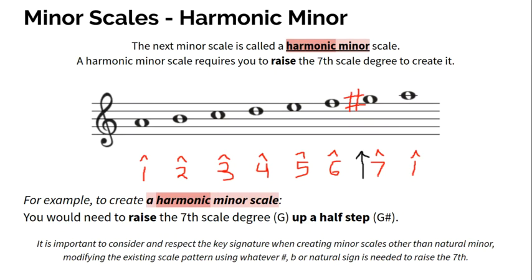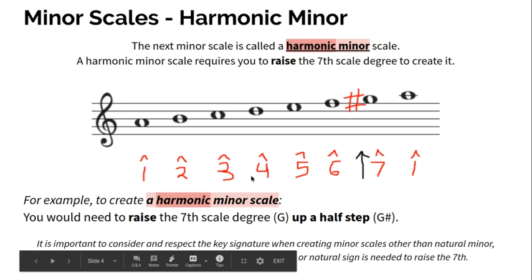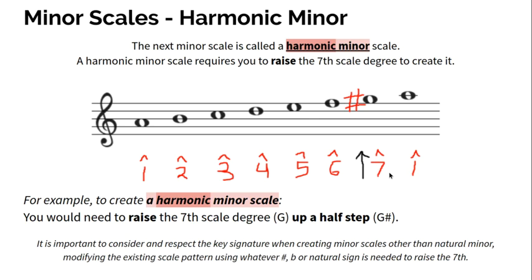Our next minor scale is the harmonic minor scale. Our harmonic minor scale is almost identical to a natural minor scale, but a harmonic minor scale requires you to raise the 7th scale degree. So if we look down here at our scale degree numbers, we have an arrow drawn up here, indicating that our 7th note in our minor scale is going to go up by a half step. So rather than this being a G, it's going to be a G sharp. Take a listen to this scale, and I think you'll notice kind of an interesting quality to it.